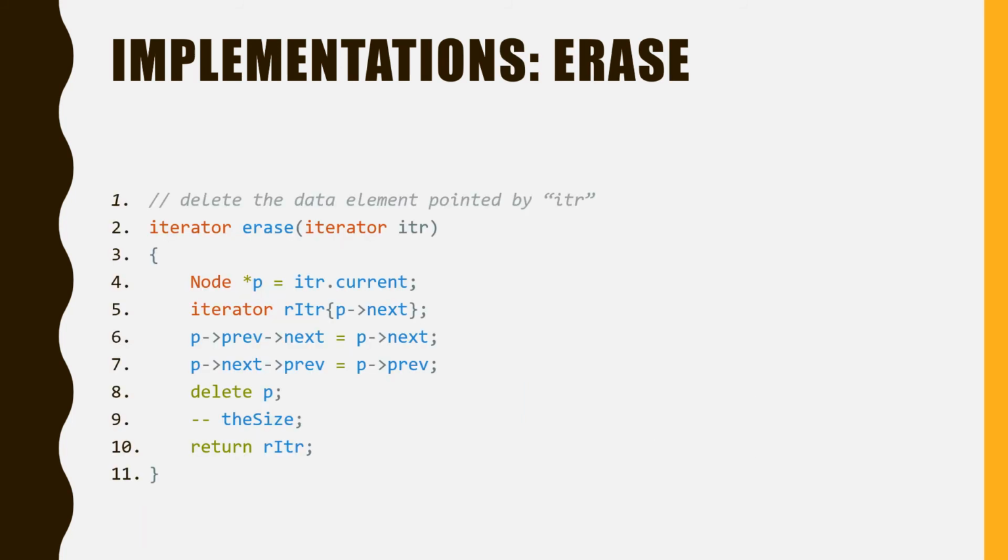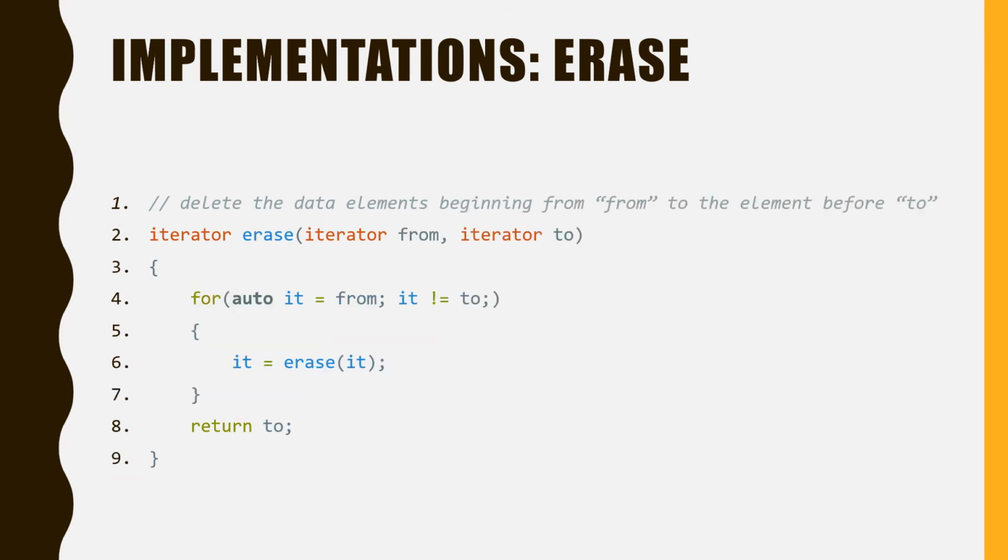Here is the code for the erase operation. The only parameter itr corresponds to the iterator for the data element to be deleted. The return value should be the data element next to itr. In line 4, we retrieve the pointer P of the iterator itr. In line 5, we obtain the iterator of the data element next to itr, and it will serve as the return value. In lines 6 through 7, we make the pointer changes as discussed previously. In line 8, we delete the node and collect the memory. In lines 9 and 10, we decrease the size of the linked list and return the iterator.